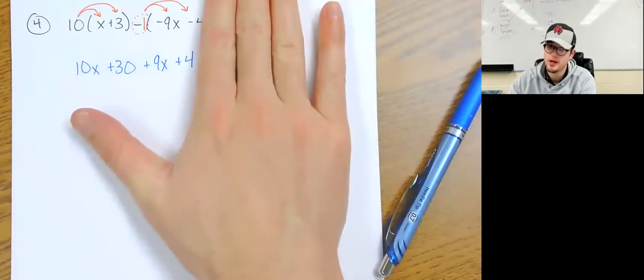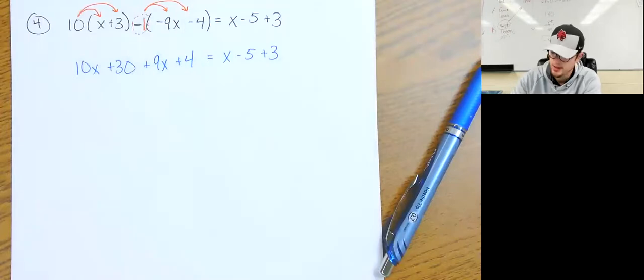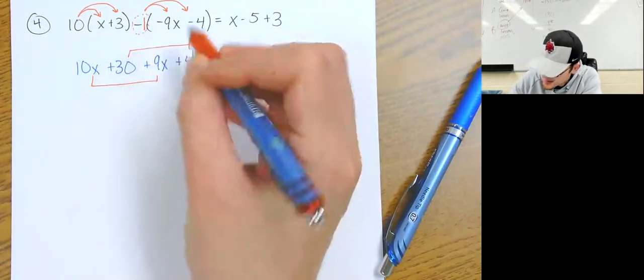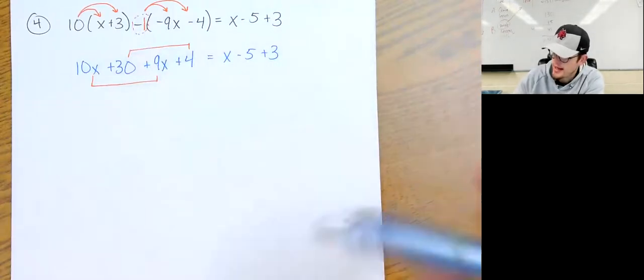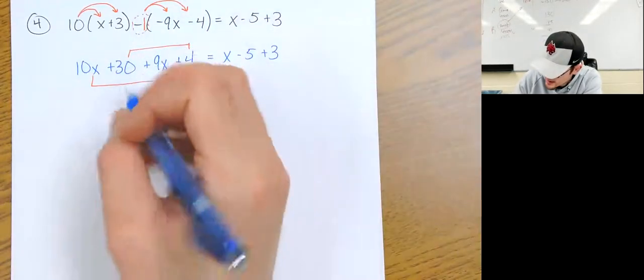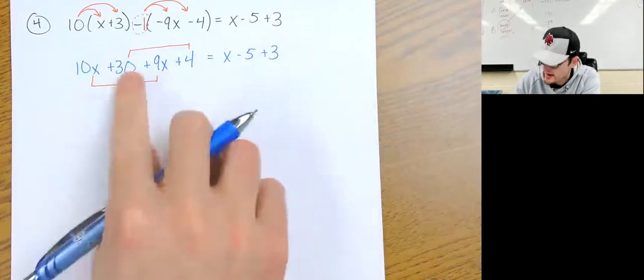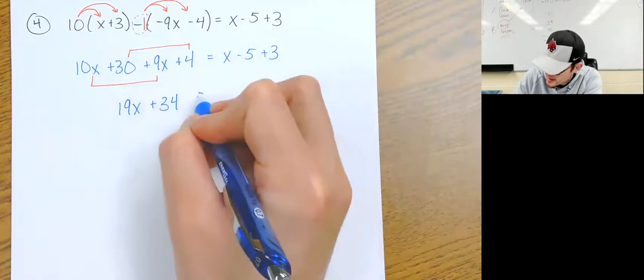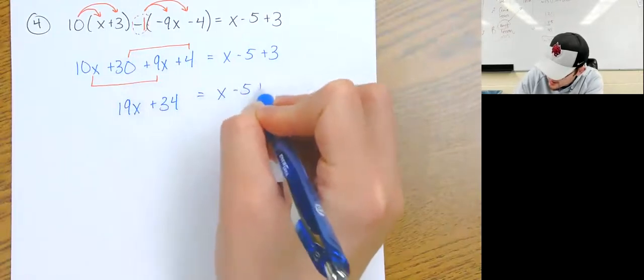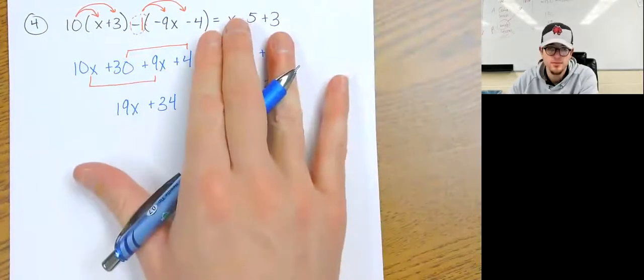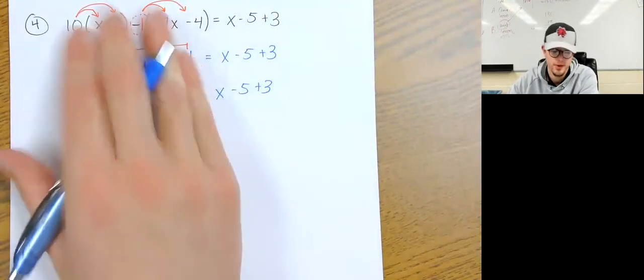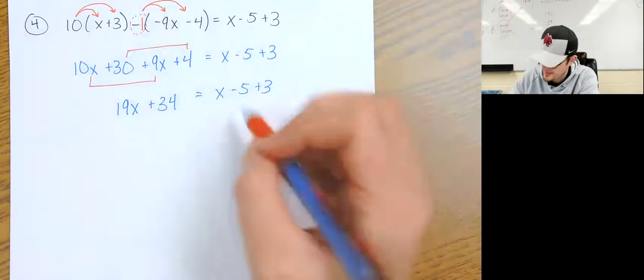Cover all that up. Not simplified yet, so I'm going to combine like terms. I get to combine those two and those two. So 10x plus 9x is going to be 19x, and then 30 plus 4 is going to be 34, and then equals x minus 5 plus 3. Cover that up, simplified. So now I look at the right side. Is that simplified? Nope, that's got two terms that I can combine.